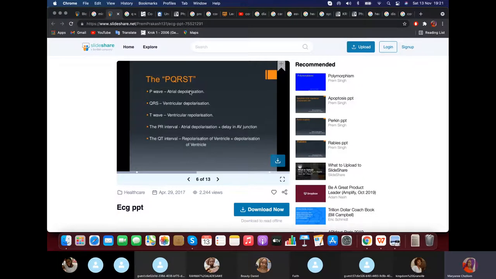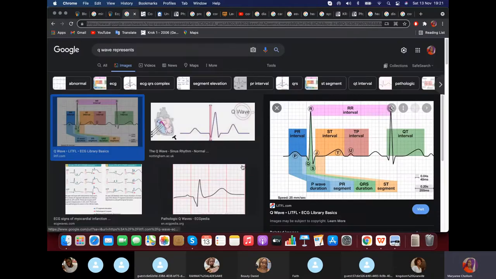Because I told you atrial depolarization is contracting, ventricle depolarization is contracting, and ventricle repolarization is relaxing. So where's your atrial repolarization, or your atrial relaxing? It's actually in your QRS complex, but it's not shown on the ECG. So it's practically absent. KROK will not question you on it, but just a fun fact.